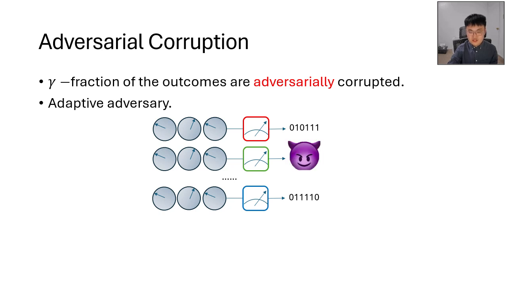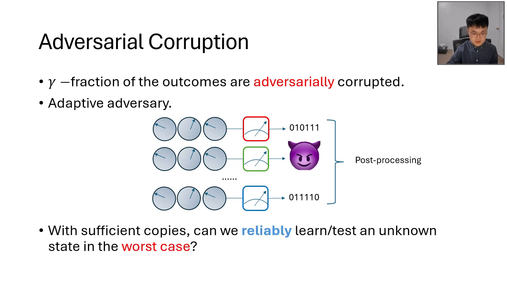We assume that an adversary could step in. The adversary knows the state and the measurement we are choosing, and also it can read the entire set of outcomes. And then based on all those information, the adversary can freely choose gamma fraction of the outcomes and arbitrarily change it to anything else. Then we would take the corrupted samples and then apply our processing procedure to learn about the state.